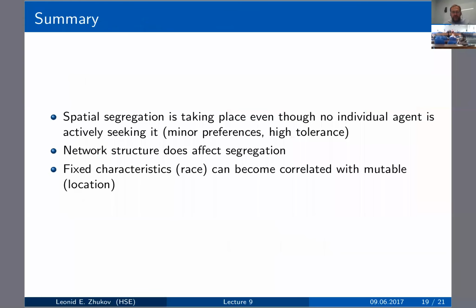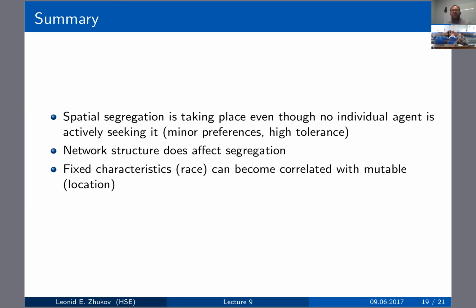So I guess a summary for the lecture: the spatial segregation is taking place even though no individual agent is actually seeking it. No individual agent is racist, but even a small intolerance leads the group to segregation. And network structure does affect segregation. As a result, fixed characteristics of people, like race or ethnicity, become correlated with mutable characteristics like location, and that in turn affects things like income, election results, etc.